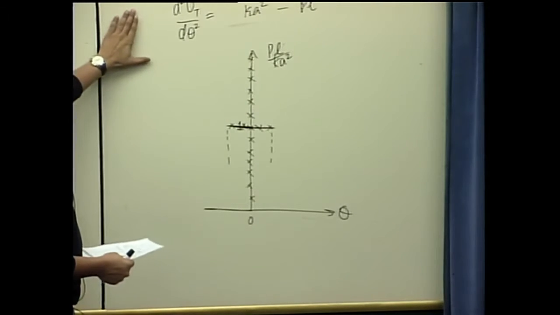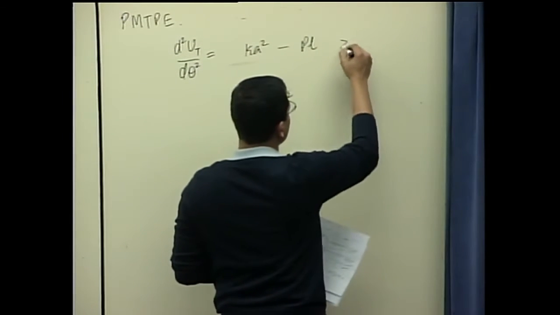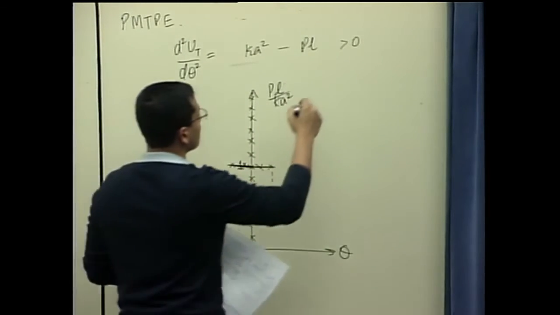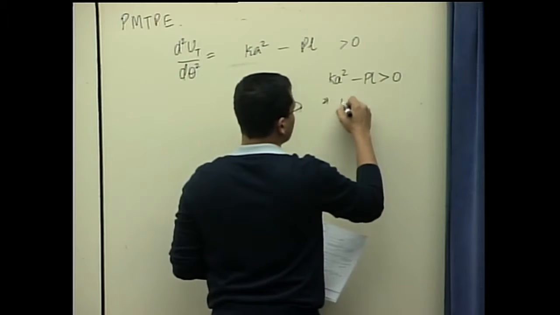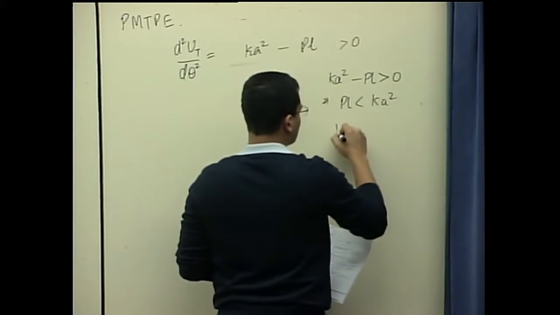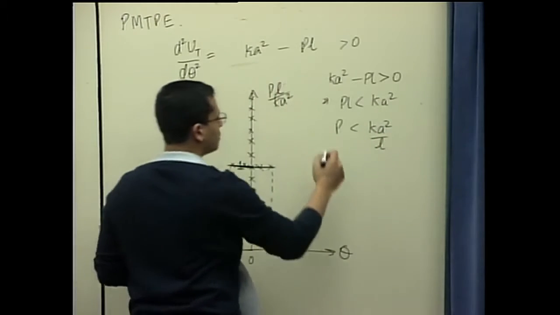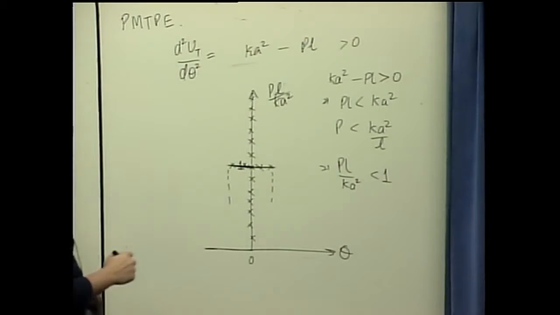Now, the second order derivative we found out, Ka square minus PL, should be greater than 0 for potential to be minimum. So essentially, Ka square minus PL is greater than 0. So PL is less than Ka square. So P should be less than Ka square over L. Or in other words, in this variable, we can say PL over Ka square should be less than 1. So this is the condition for post-buckling path to be stable.